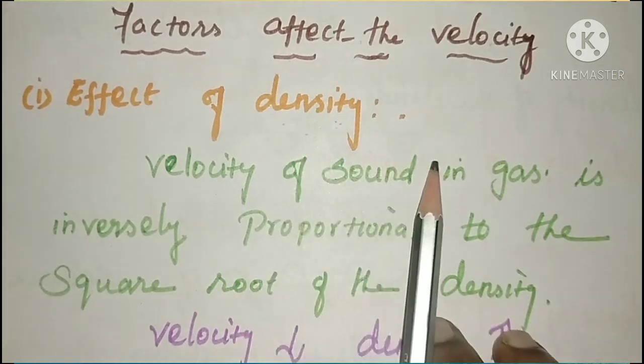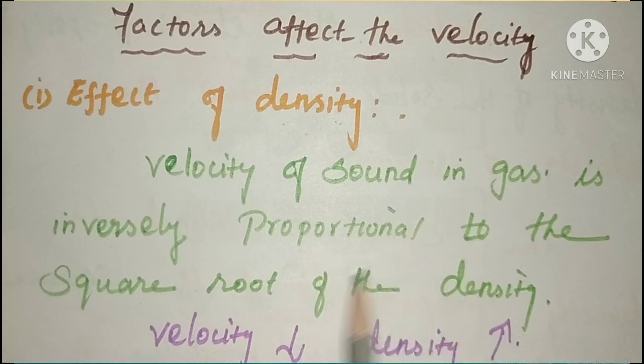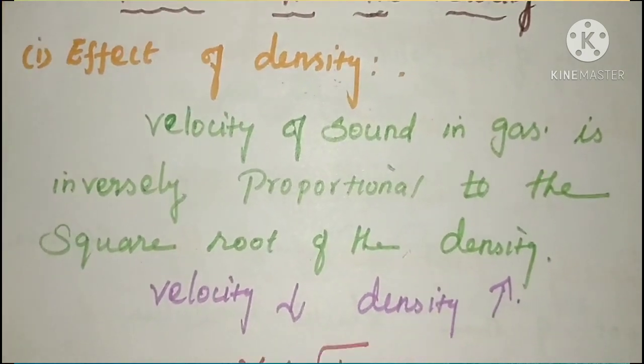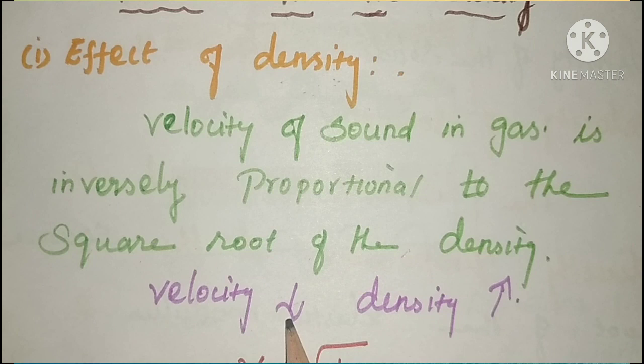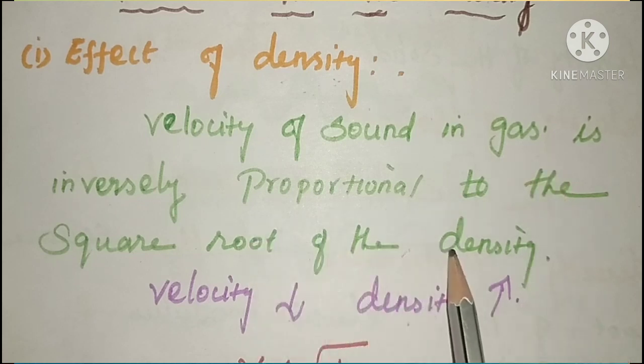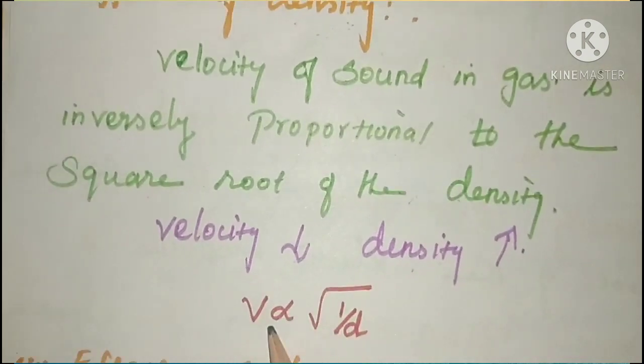The velocity of sound in gas is inversely proportional to the square root of the density. What is the meaning? If the density is more, the velocity of the sound will be less. So based on the density of the particles, it will affect the speed of sound. Here is the equation: the velocity is inversely proportional to the square root of density. Inversely means 1 divided by, so 1 by the square root of density.